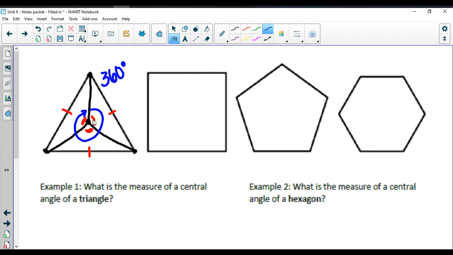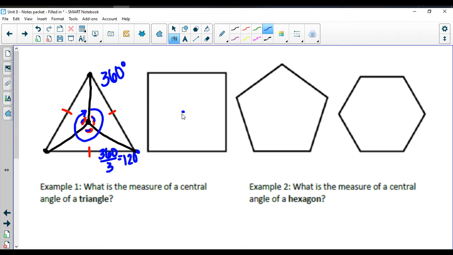So it should make sense that because we drew a triangle that has 3 sides, we drew those lines, we end up with 3 different angles. So in order to find the degree of each angle, we would do 360 divided by 3, which would give us 120 degrees.